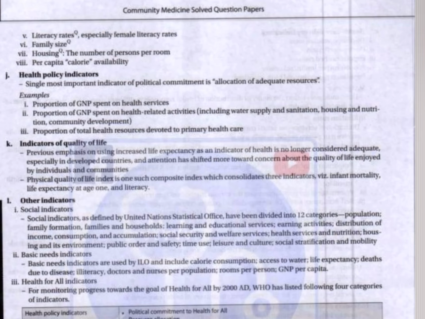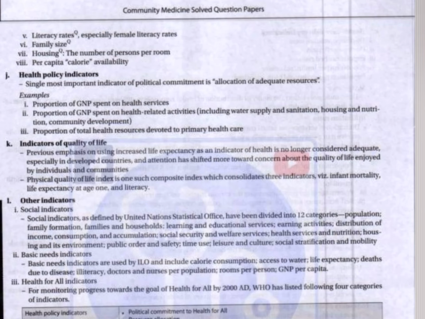Indicators of quality of life. The previous emphasis on using increased life expectancy as an indicator of health is no longer considered adequate, especially in developed countries, and attention has shifted more toward concern about the quality of life enjoyed by individuals and communities. Physical Quality of Life Index is one such composite index which consolidates 3 indicators, viz. infant mortality, life expectancy at age 1, and literacy.